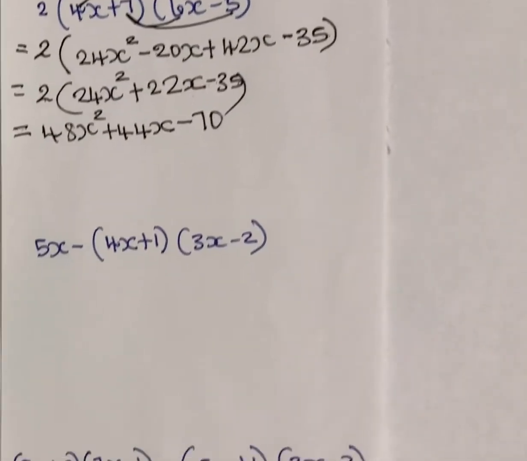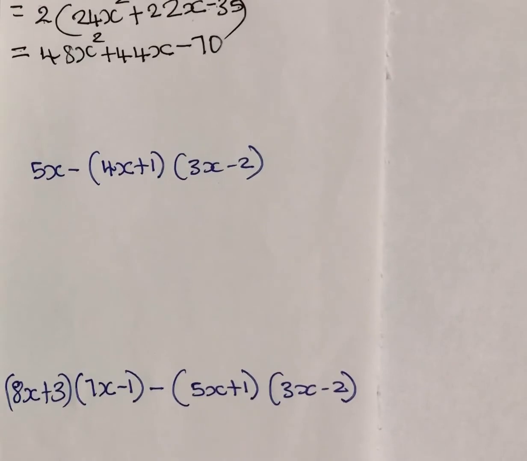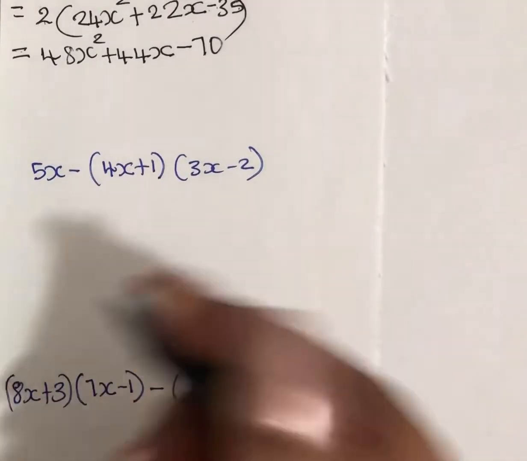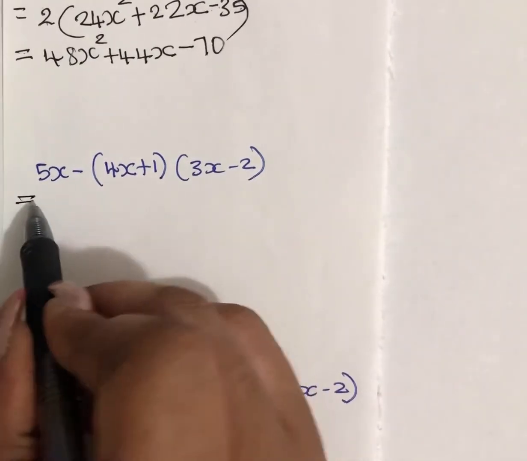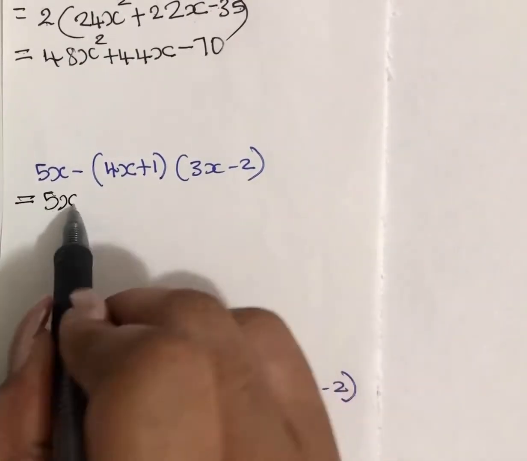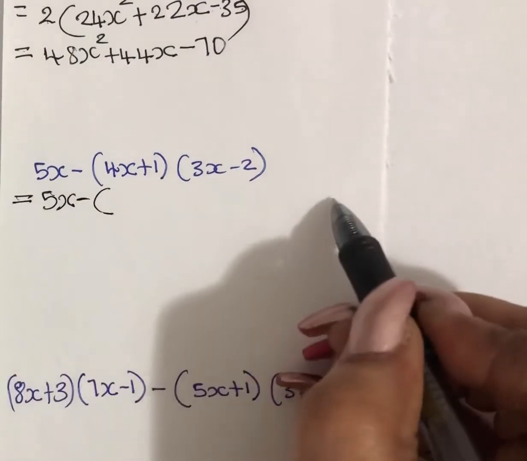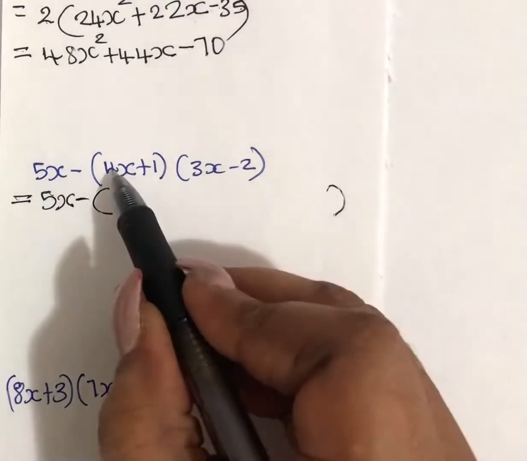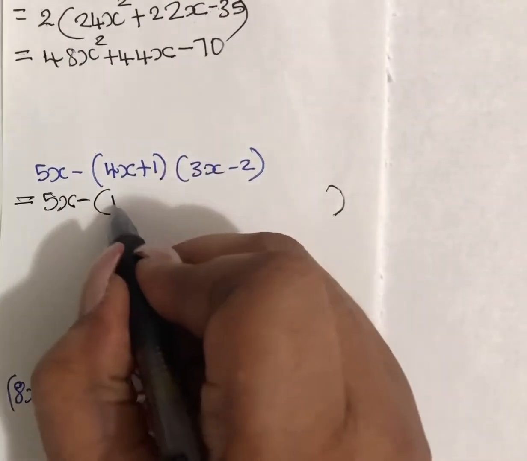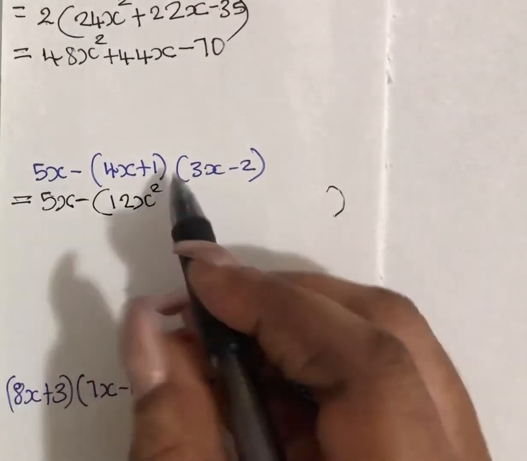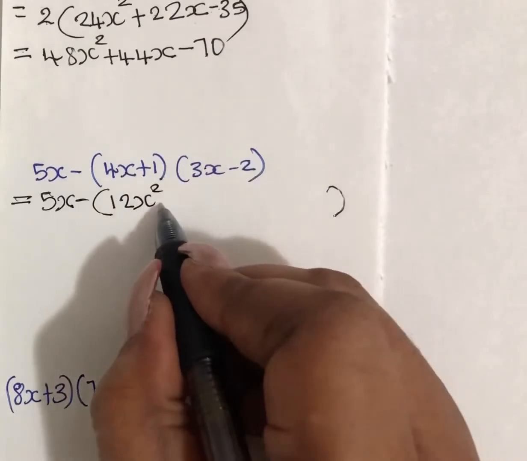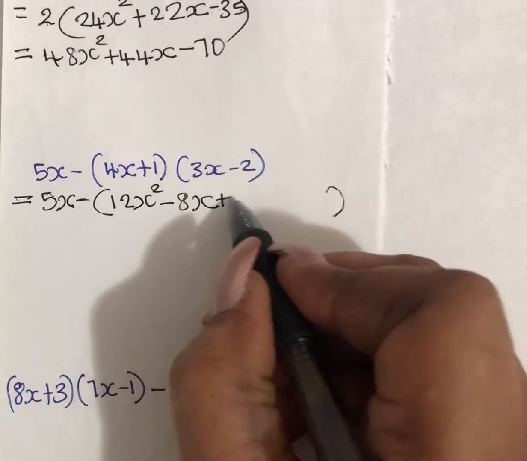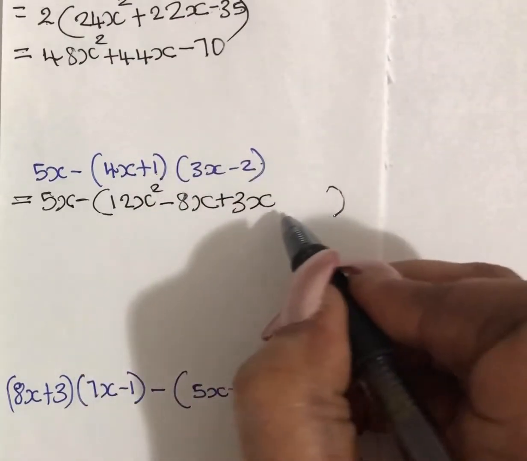We are going again. A little, just a little difference now. But what we do, we add here to PEMDAS. All right? So we are going to remove these 2 pairs of parentheses first. 4x times 3x gives us 12x squared. 4x by negative 2, negative 8x, 1 by 3, and 1 by negative 2.